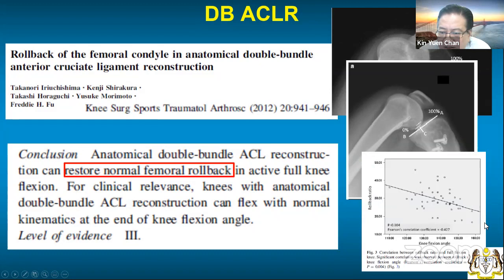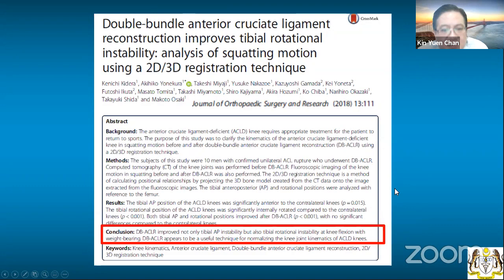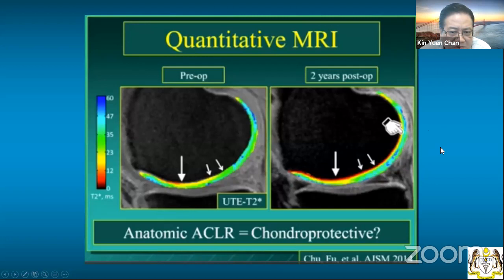And you can see there is actually a good correlation between the double bundle producing a better ability to restore your femoral rollback. And if you look at it using 3D registration techniques of these double bundle ACL reconstructions, it shows again that the AP instability is much better, but also rotation-wise it's a lot better in the squatting position. And again, these have important implications for cultural parts of the world, this side, where there are lots of people who need to squat and kneel and do a lot of this sort of function in their daily lives.